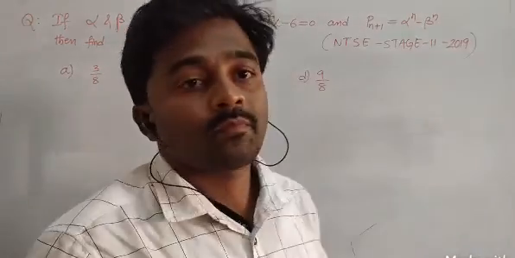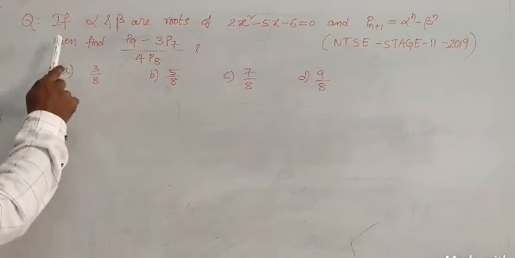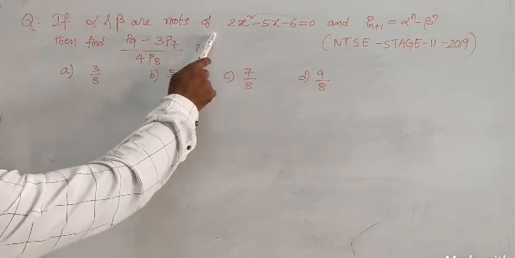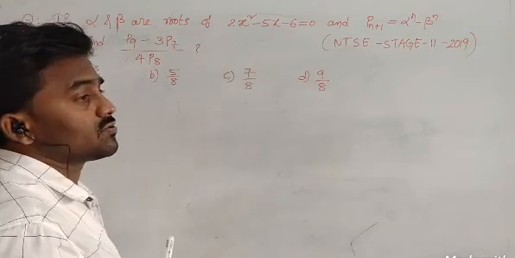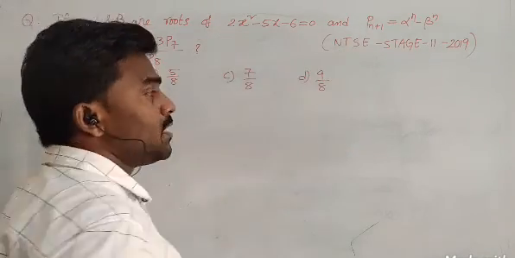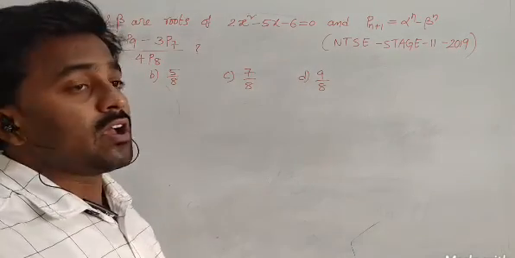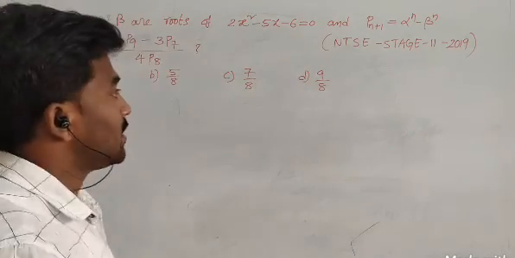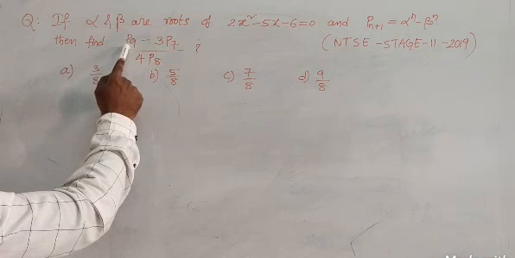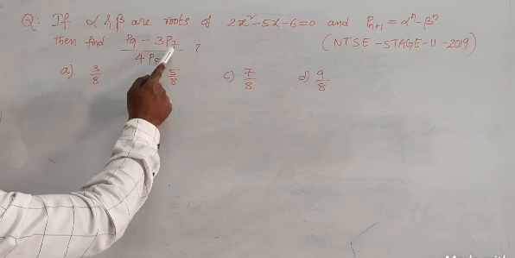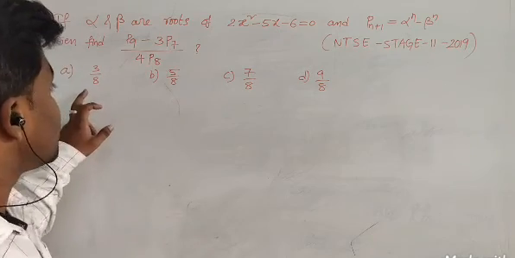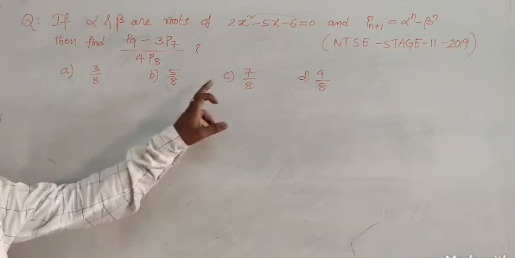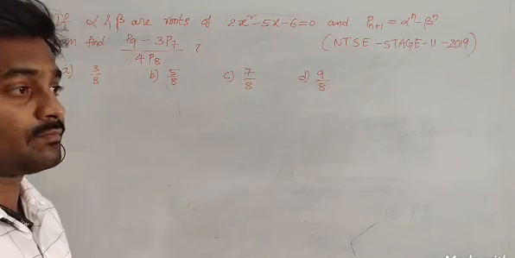The question is, if alpha and beta are the roots of 2x² − 5x − 6 = 0 and P(n+1) = αⁿ − βⁿ, then find (P9 − 3P7) / 4P8. Options are given to you: 3/8, 5/8, 7/8, 9/8.